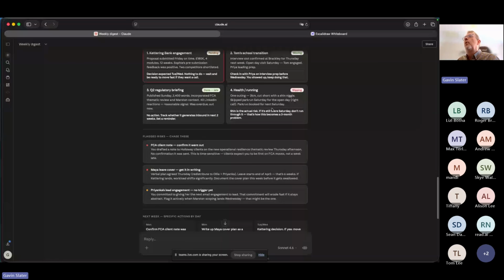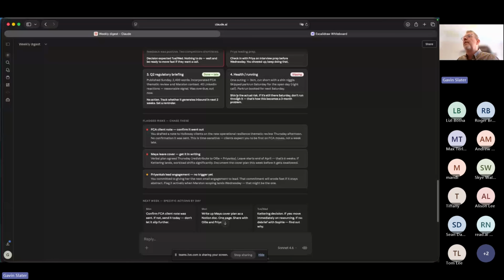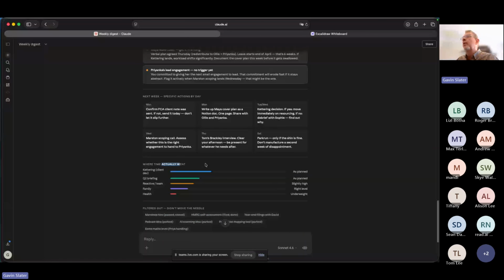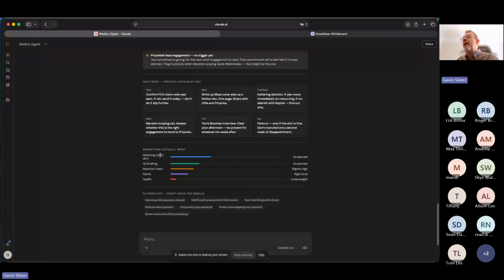It said that he needs to know what is slipping. So these are the 3 things that need to be chased. It said he needs to know where his time actually went, where it was supposed to go versus where it actually went versus where it was planned, and then filter out the noise.